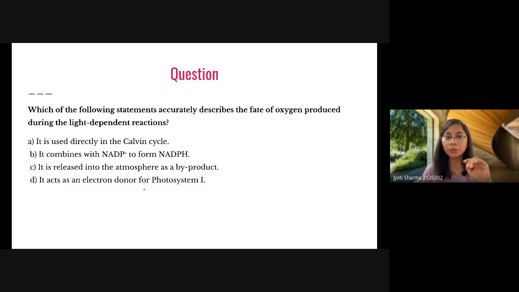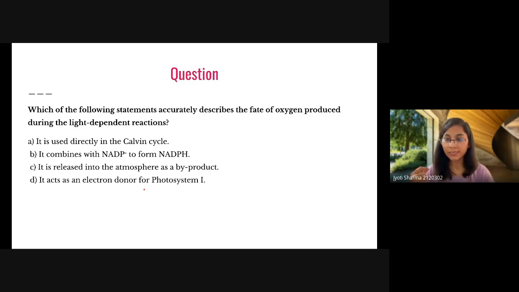I have told you the function of H plus, that is the proton. But along with that, oxygen was also released. So what will be the fate of that oxygen that has been produced during the light dependent reaction? Is there any function of this oxygen in the whole photosynthesis, or is it just a byproduct that will be released into the atmosphere? So can you give me the answer for this?